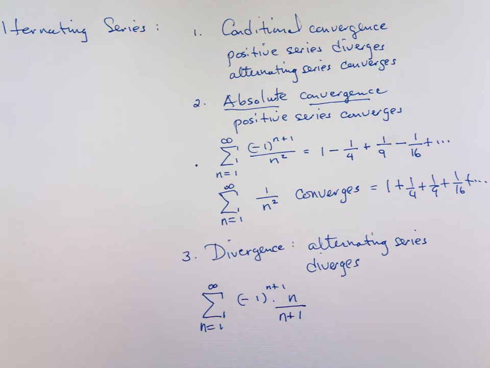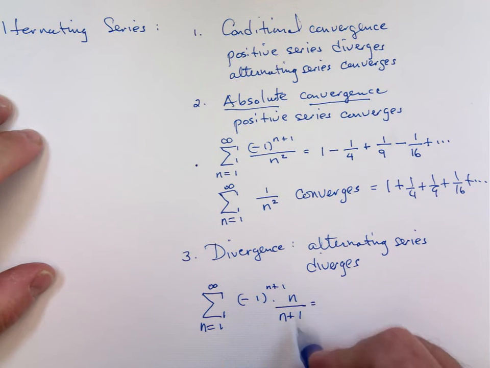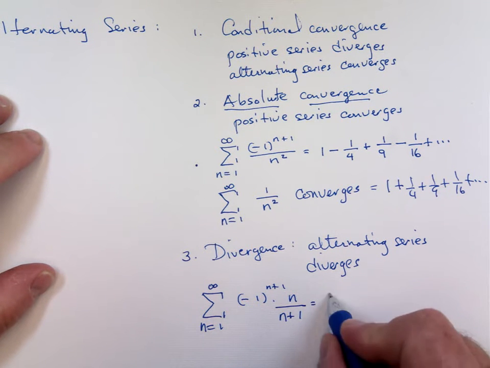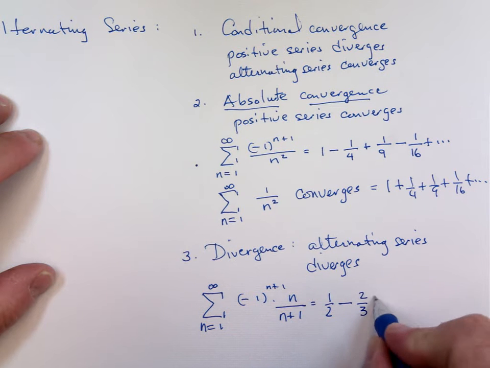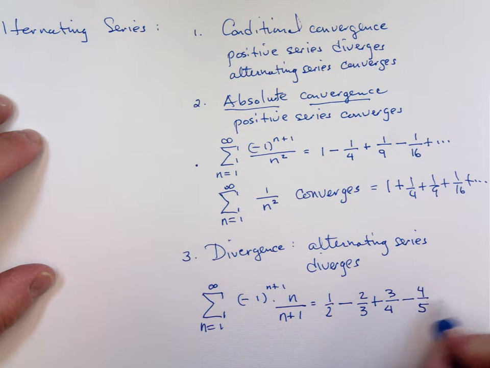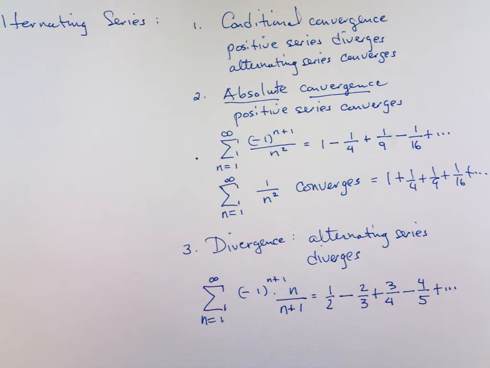Here's an alternating series. Let's write out a few terms. We have 1/2 minus, this with the negative 1 will alternate, 2/3 plus 3/4 minus 4/5 plus, etc. It's an alternating series. Does that alternating series converge or diverge? It diverges. Why? How do you know it diverges?